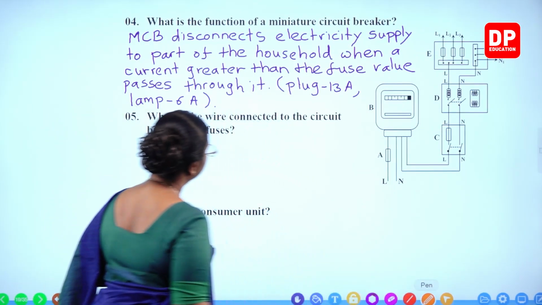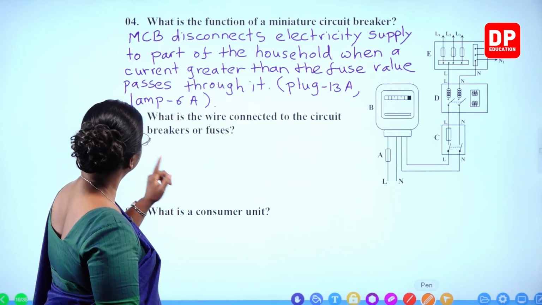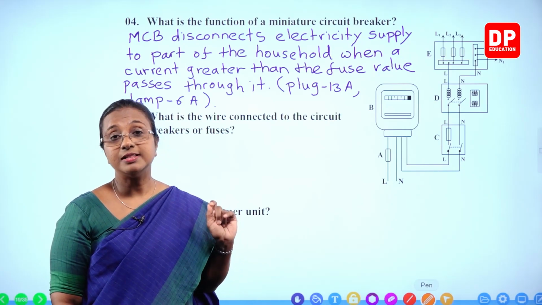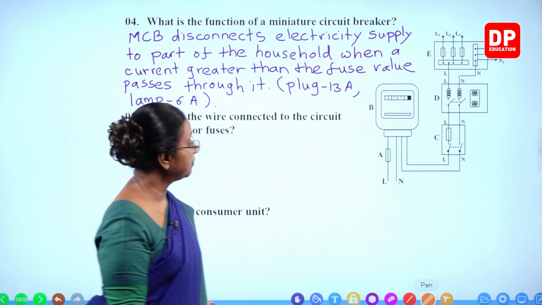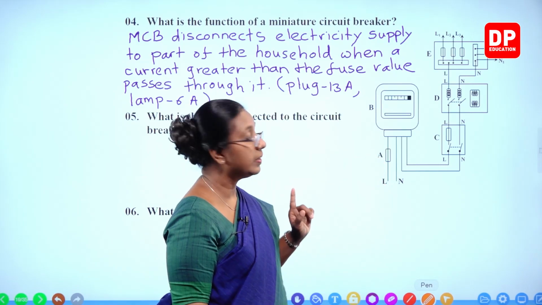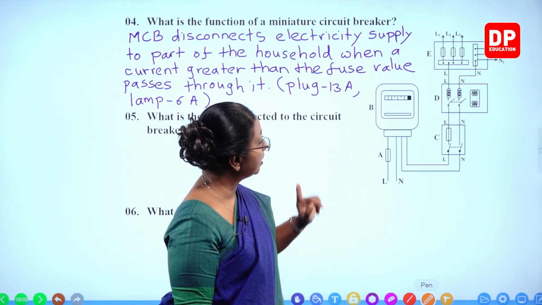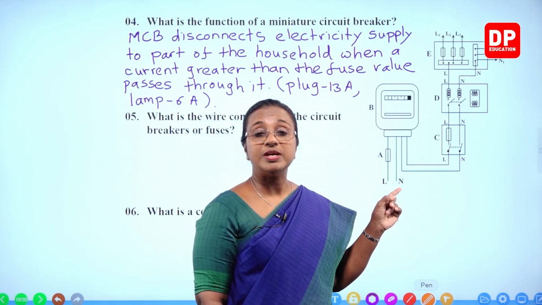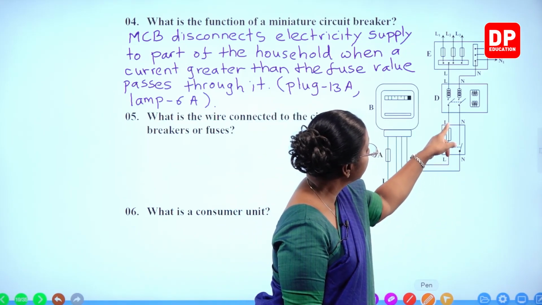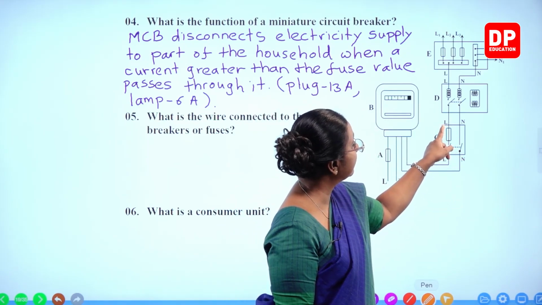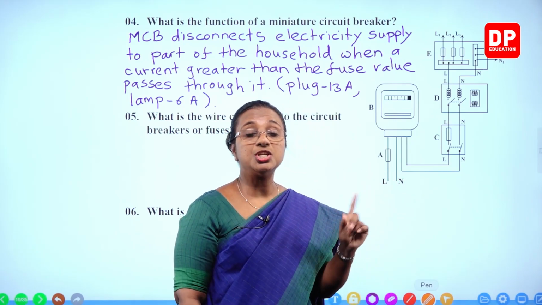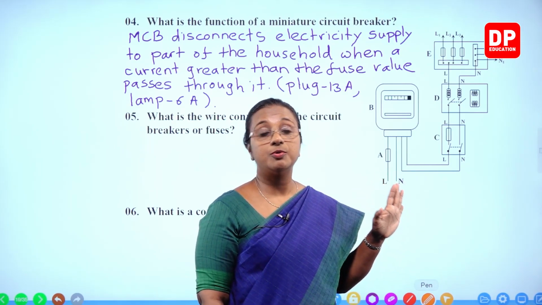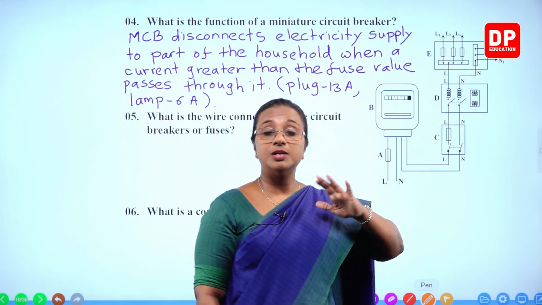Then the fifth part of the question, what is the wire connected to the circuit breakers or fuses? Always it is the live wire that is connected to the circuit breakers or fuses. You can see here a overload circuit breaker that is connected to the live wire. Then here you can see in the isolator main switch with the main fuse, the main fuse is connected to the live wire. But the main switch can disconnect both the live and the neutral wires. That is different. That is a dual pole switch. Even the RCCB is a dual pole switch.